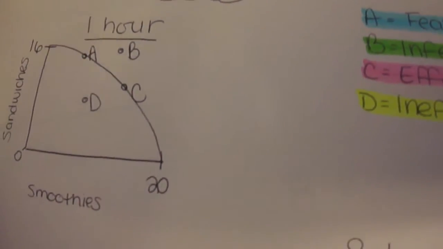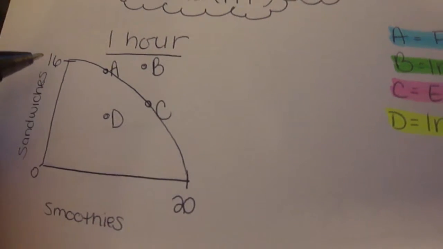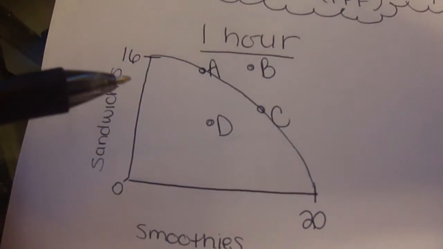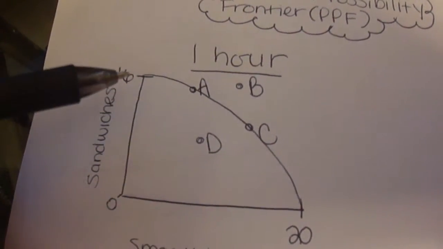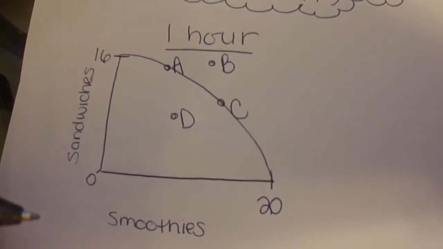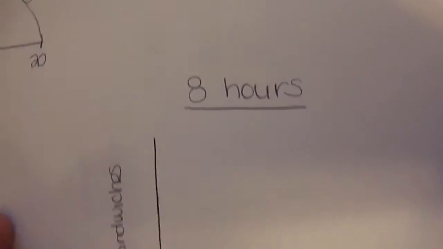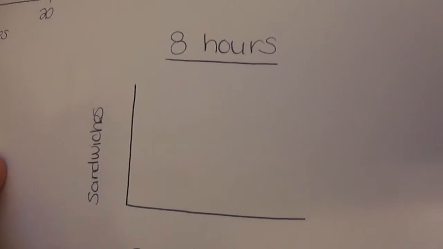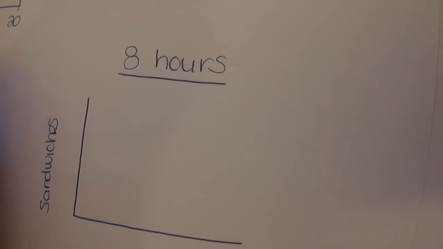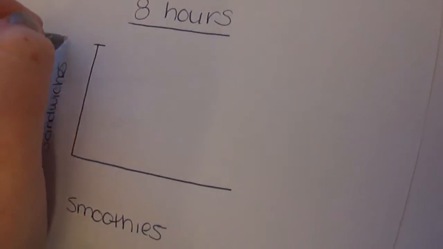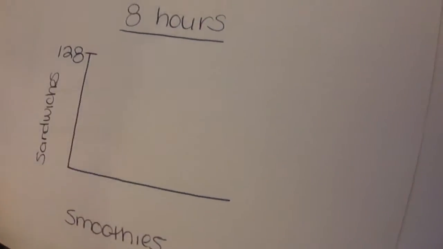And this is within a 1 hour period. In 1 hour, you can see that I can produce 16 sandwiches and 20 smoothies. When we go up to an 8 hour period, I am going to be able to make 128 sandwiches instead of 16. And I'm going to be able to make, say, 20 times 8, 160 smoothies.